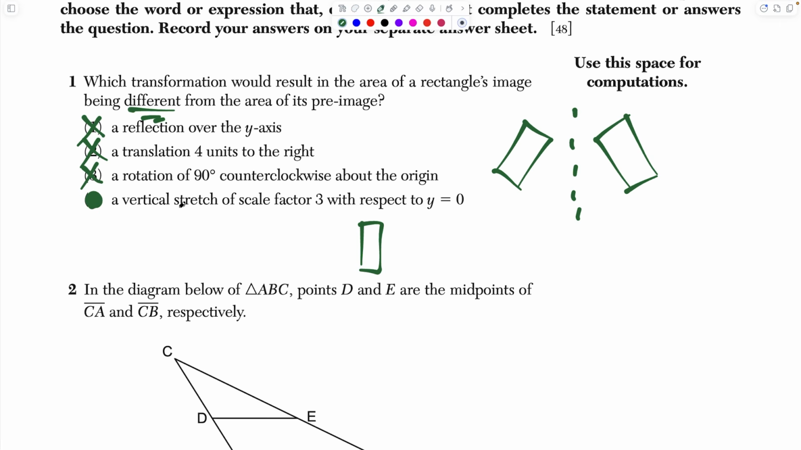But let's read this here. A vertical stretch of scale factor 3 with respect to y equals 0. If I have a rectangle somewhere on the xy axis, and I stretch it in the vertical direction with respect to y equals 0, it's going to make it go up. It's going to make it taller, increasing the height by a scale factor of 3. The other dimensions going left and right are not going to change, but if I triple the vertical distance, this new rectangle is definitely going to have a greater area than the original. So choice 4 is our answer.